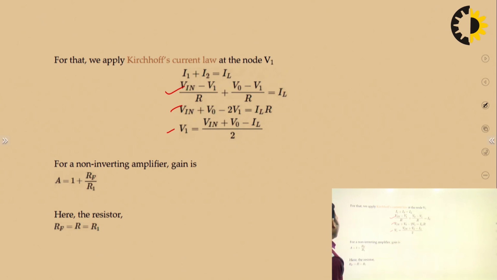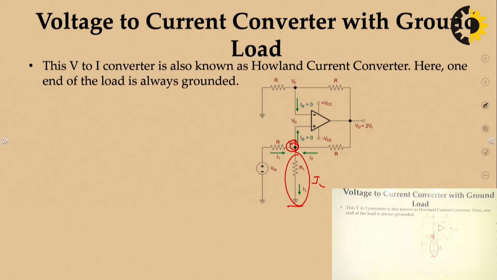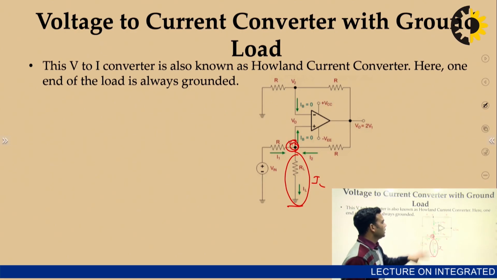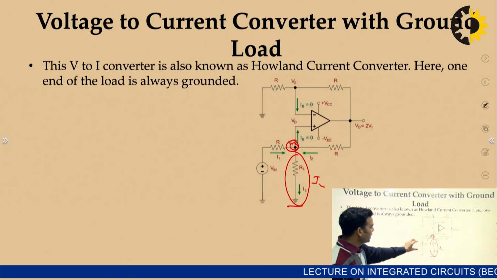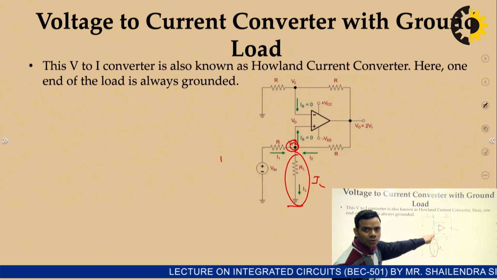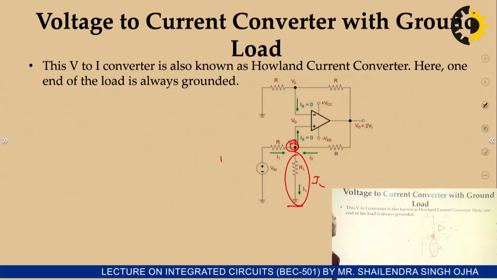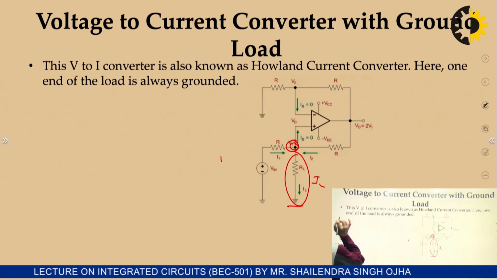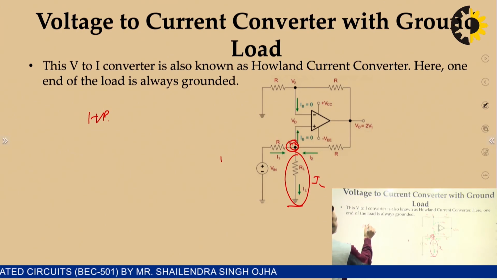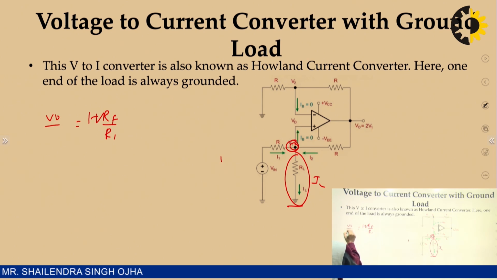Now, once you know the value of V1, this is actually a non-inverting amplifier, because we are applying input on the positive terminal, that means the non-inverting terminal, and the gain of a non-inverting amplifier is 1 plus RF upon R1. This is V0 upon Vi. That means I can simply say that this is the gain.